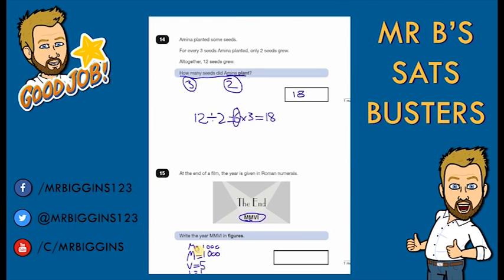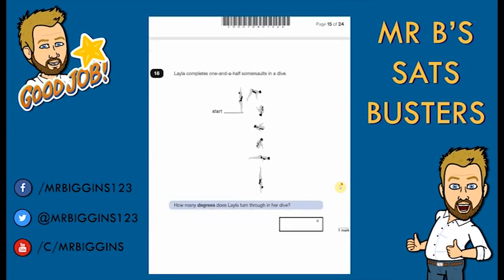So we have 2 1,000s. I'll put another one in there so we can see it exactly. A 5 and a 1. So 1,000, 2,000, 2005, 2006.